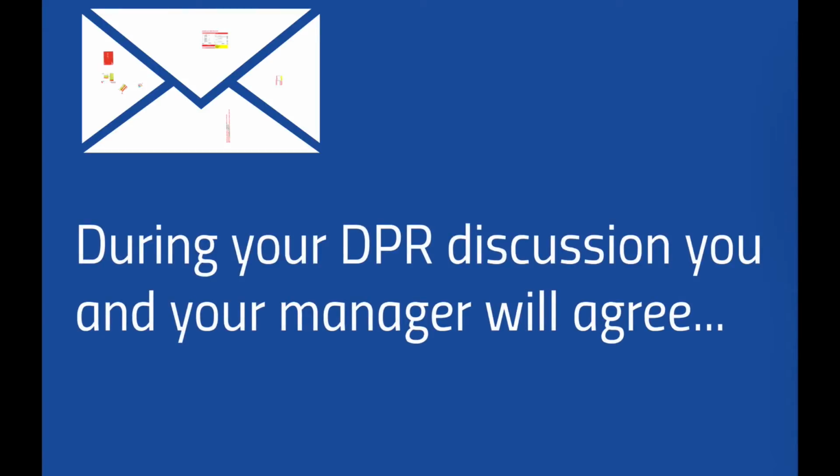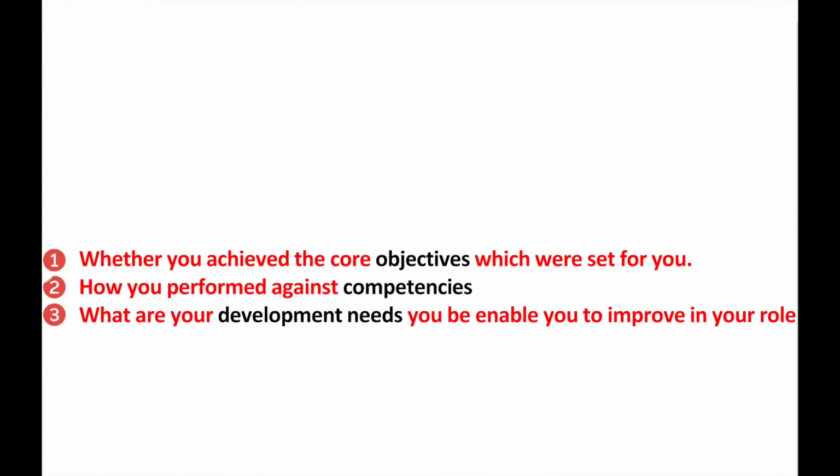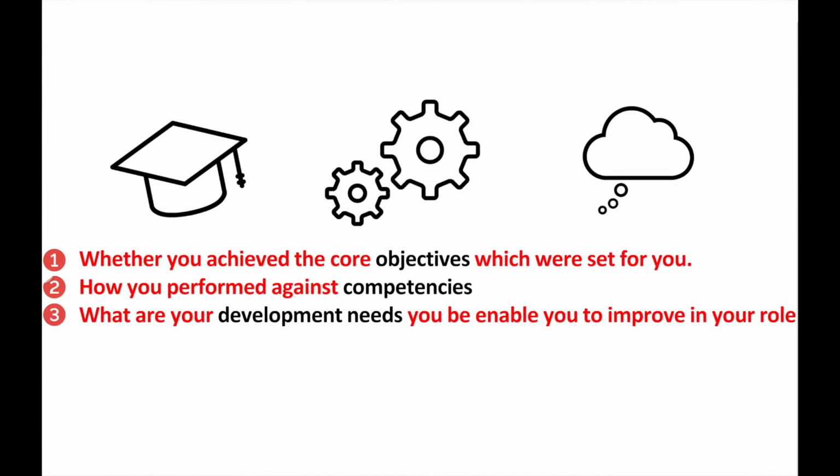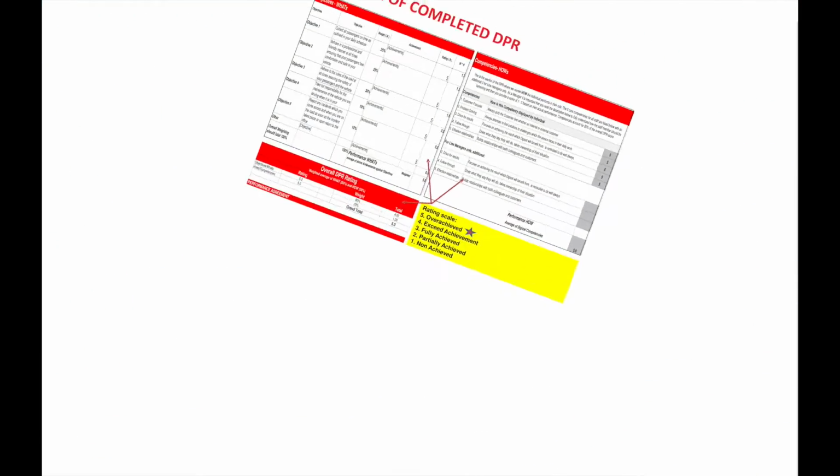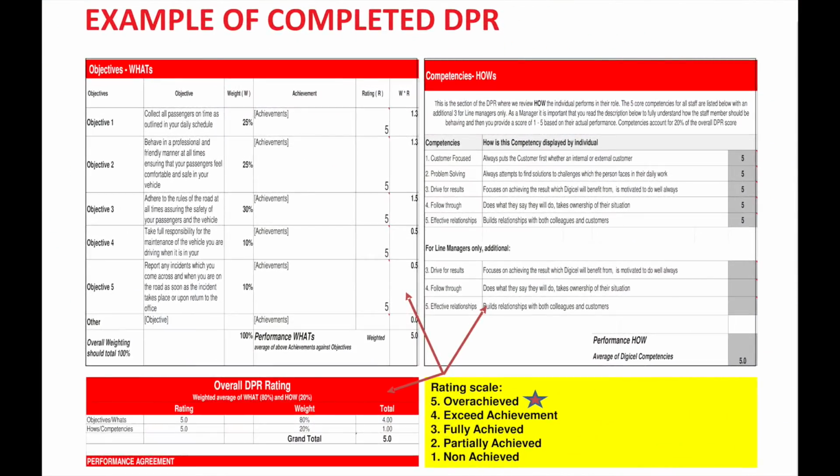So let's recap this. During your DPR discussion, you and your manager will agree 1. Whether you achieved your core objectives which were set for you, 2. How you performed against competencies, and 3. What are your development needs to help you improve in your role. All of that information is captured to provide you with a rating. The two areas we score are objectives, which account for 80% of your total score, and competencies, which account for 20% of your total score.